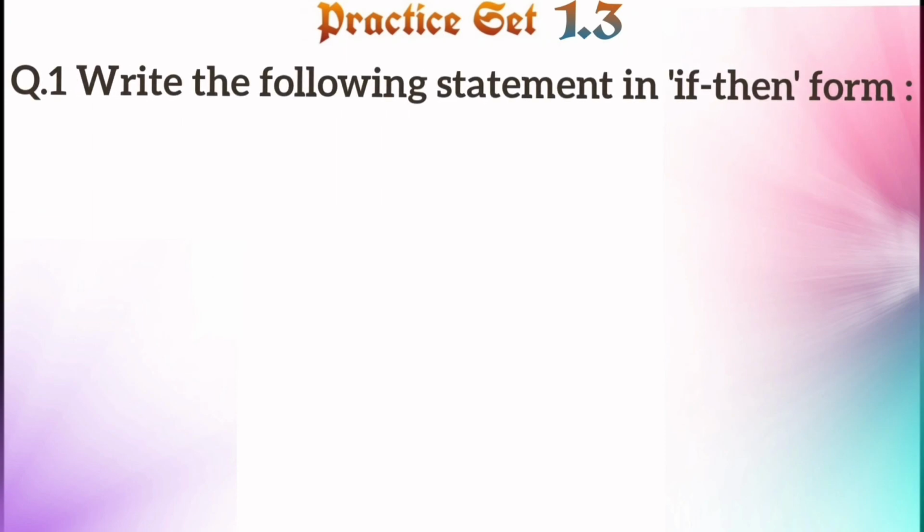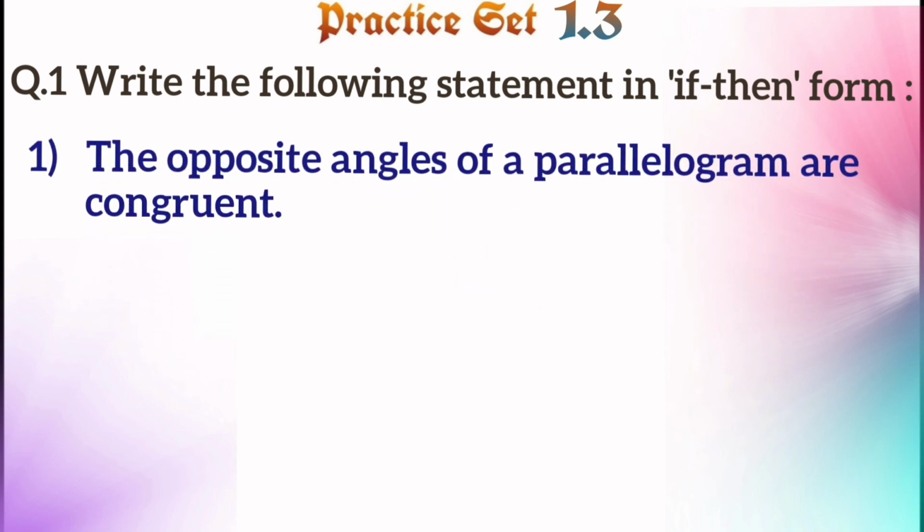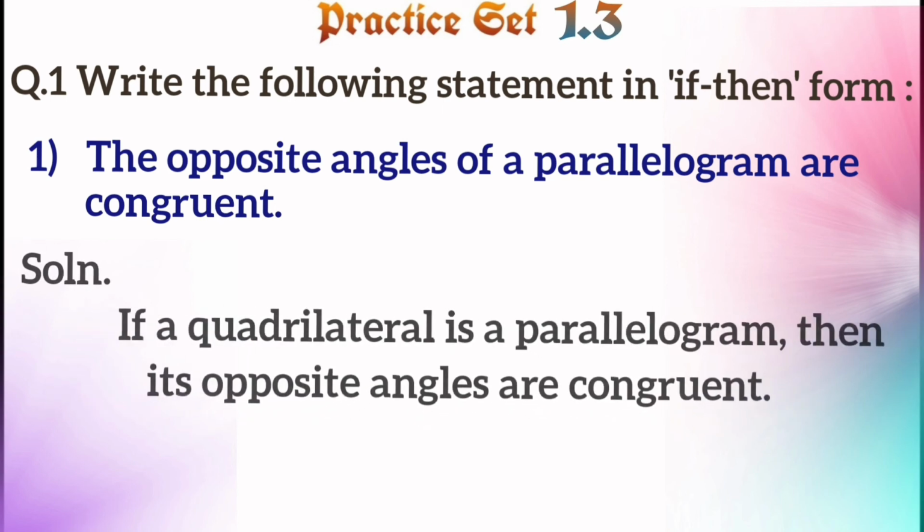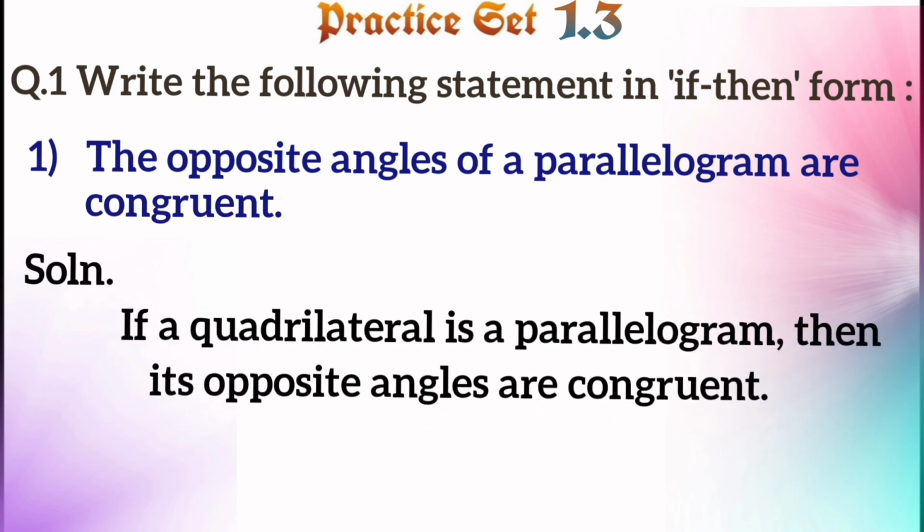Question number 1 says, write the following statements in if-then form. Some statements are given and we have to convert them into conditional statements. First one says the opposite angles of a parallelogram are congruent. We have to make it a conditional statement, that means we have to use if and then. The answer is, if a quadrilateral is a parallelogram, then its opposite angles are congruent.